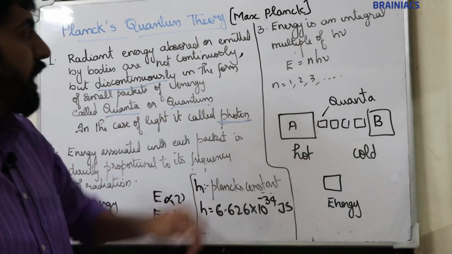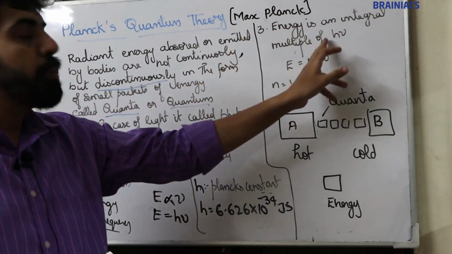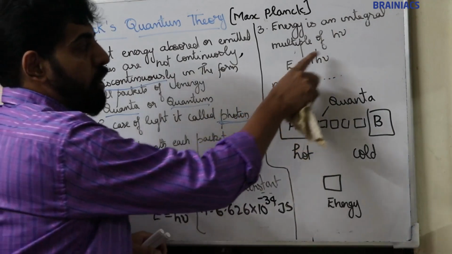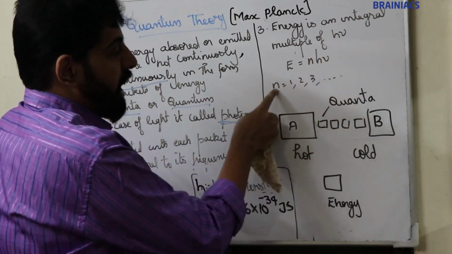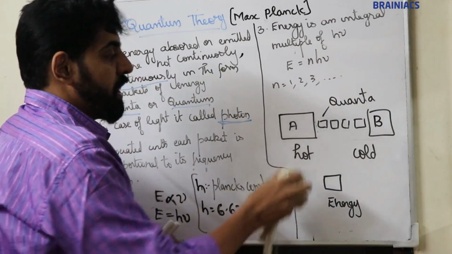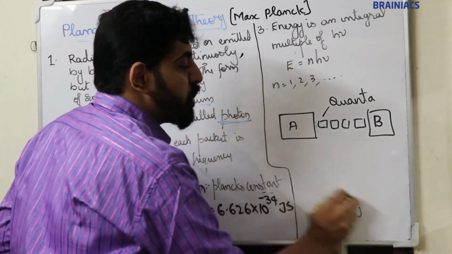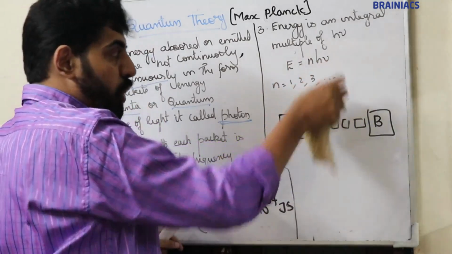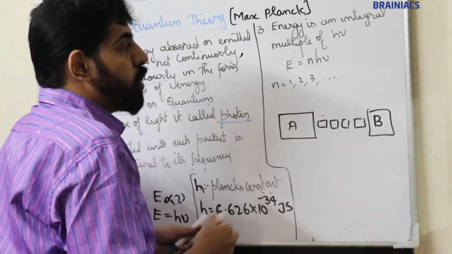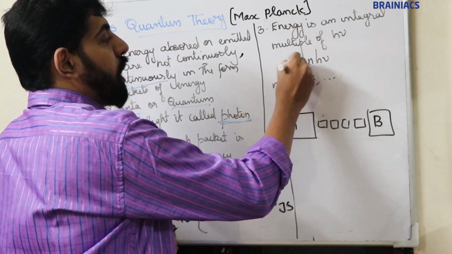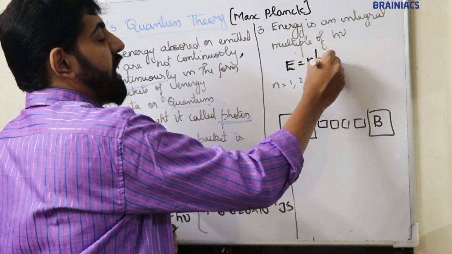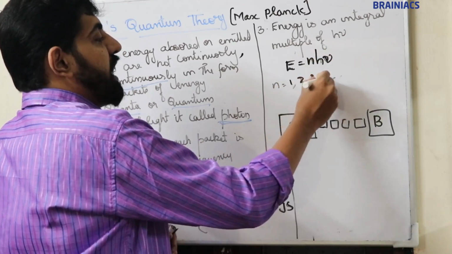Moving on to the last postulate. Energy is an integral multiple of h nu. That is, E is equal to n h nu, where n can have values 1, 2, 3, 4, etc.